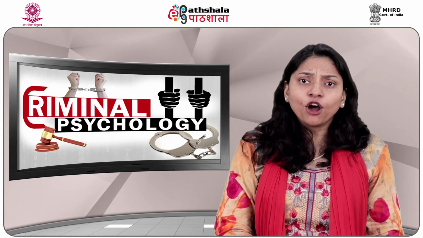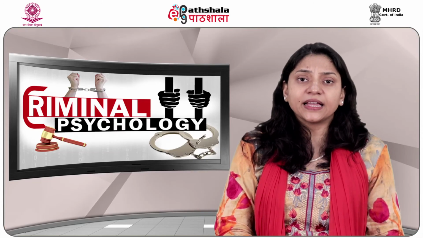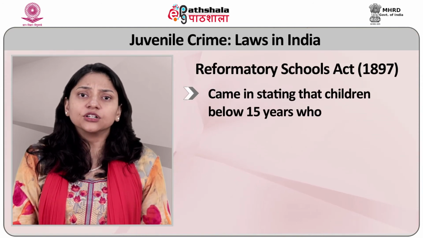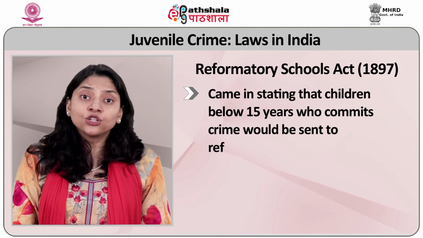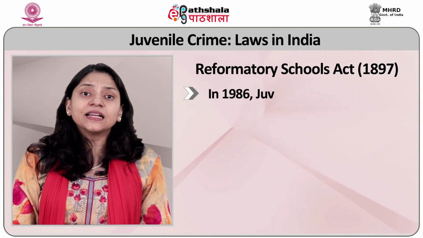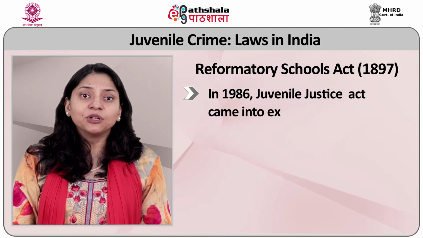After this, the Reformatory Schools Act 1897 came in, stating that children below 15 years who commit crime would be sent to a reformatory cell where reforms can be done. In 1986, the Juvenile Justice Act came into existence.